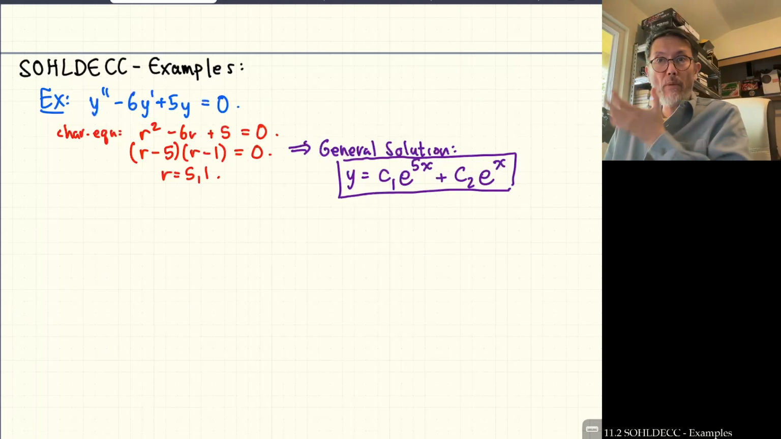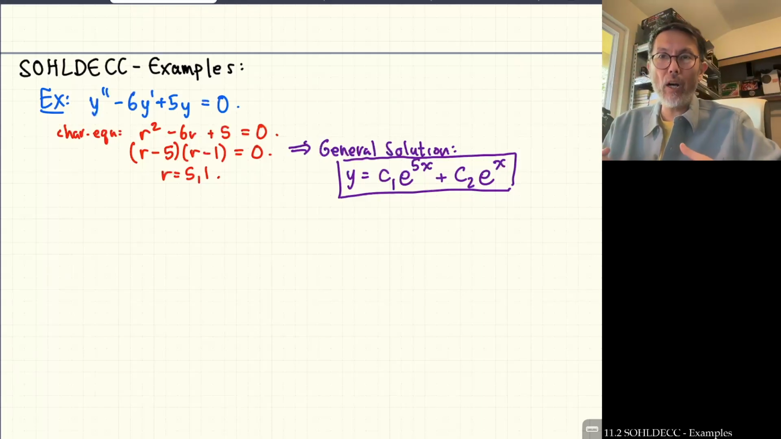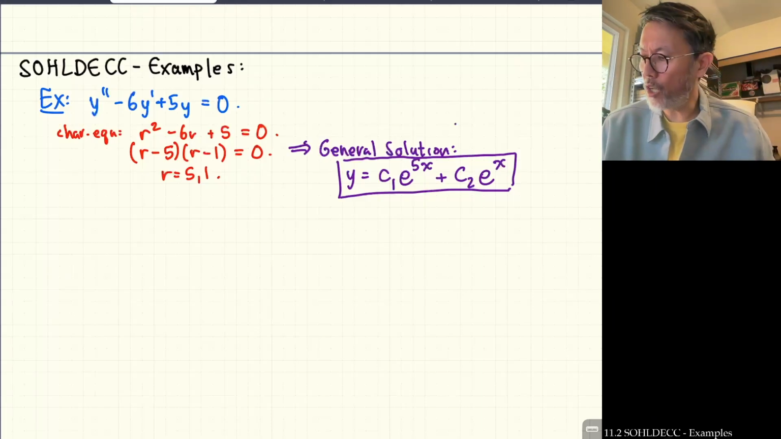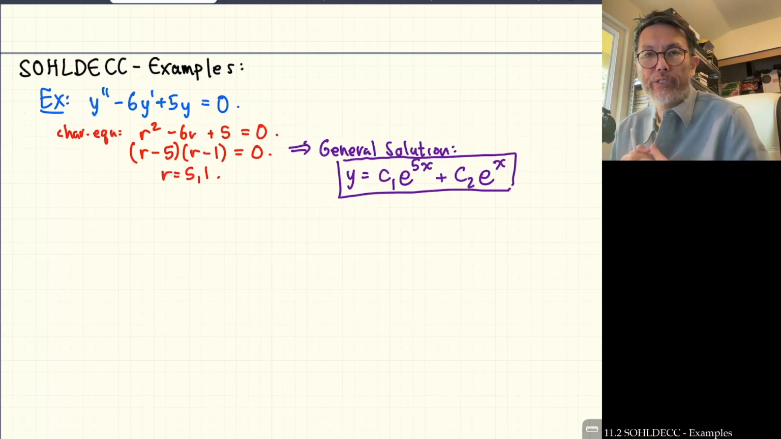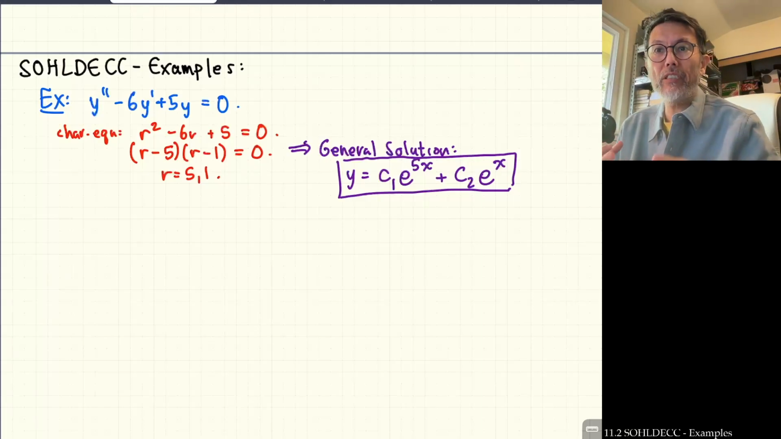And it means you can, in particular, check this. You can take y prime, y double prime of this general solution, plunge all of that data back into the original differential equation, and it'll all check out. Okay, cool. Now, what if we were given some initial conditions?